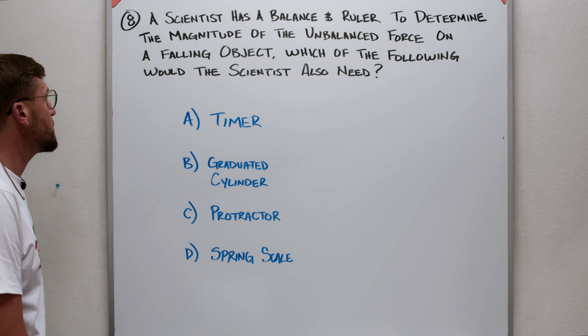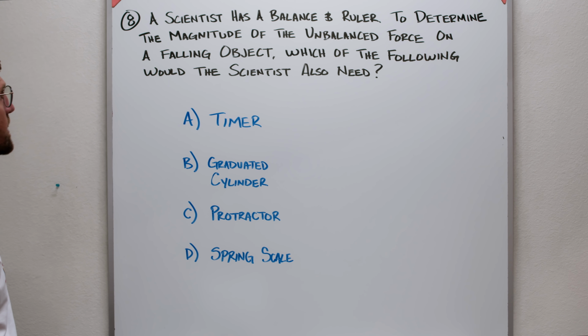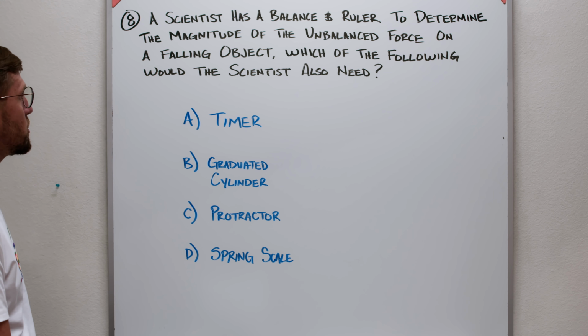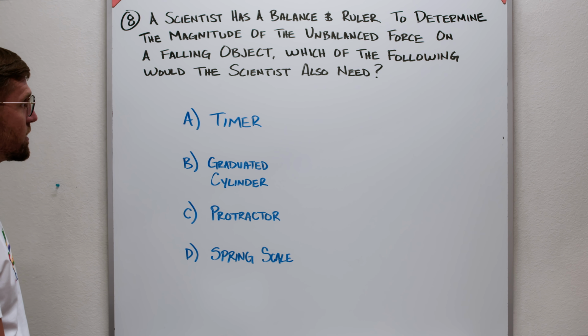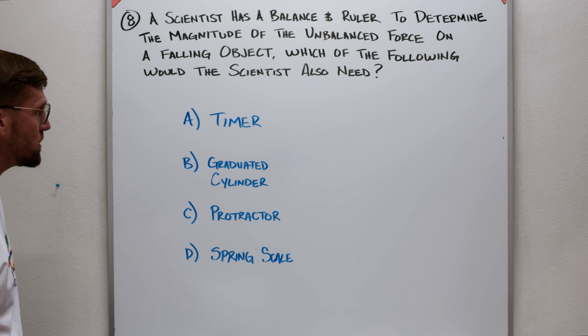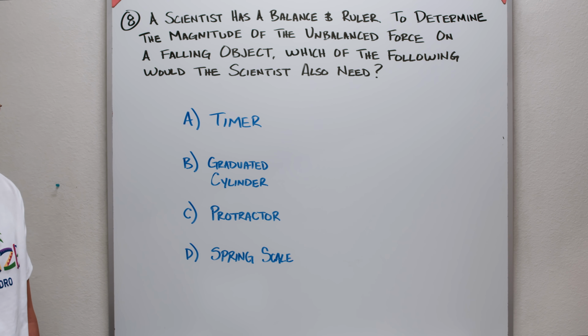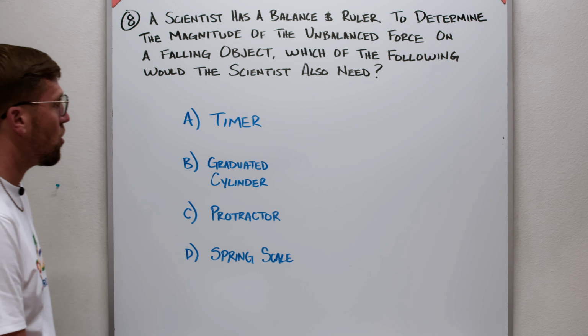We are given the question that a scientist has a balance and a ruler to determine the magnitude of the unbalanced force acting upon a falling object. Which of the following would the scientist also need to calculate the force? Well, this is more or less an explicit recall question.